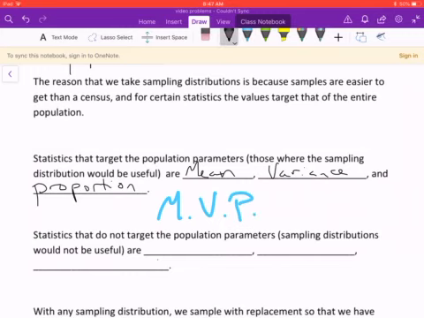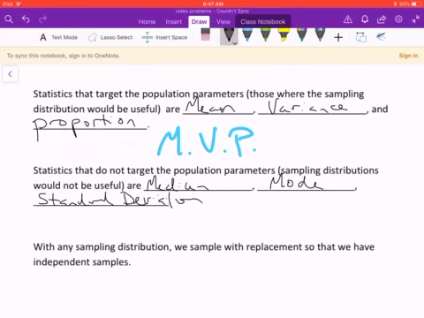The statistics that do not target the population parameters are the median, the mode, or the standard deviation. With any sampling distribution, we sample with replacement so that we have independent samples.